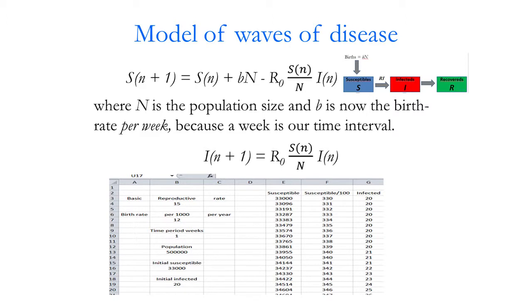And during that week then, people stay infected for a week and then move into the recovered category. So all that first line is saying is the number of susceptibles at the beginning of next week, S at n plus 1, is the number of susceptibles we have now at the beginning of this week, plus the number of people that are born during the week, minus the number of people that become infected. So that is all that is being said along that first line there.